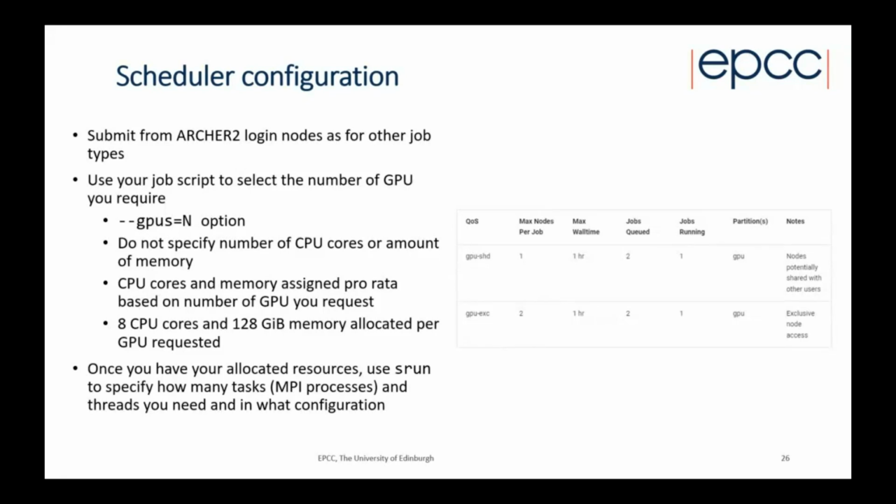The system has 8 CPUs and 128 gigabytes of host-side memory allocated per GPU. So depending on the number of GPUs you ask for, you'll get an even split of the host-side resources. Once you've requested your resources in the Slurm script, you can use srun and assign how many MPI processes you want to run and in what configuration, as you would normally, to run on these GPUs. The usual example is you have 1 MPI process per GPU. It's pretty common.